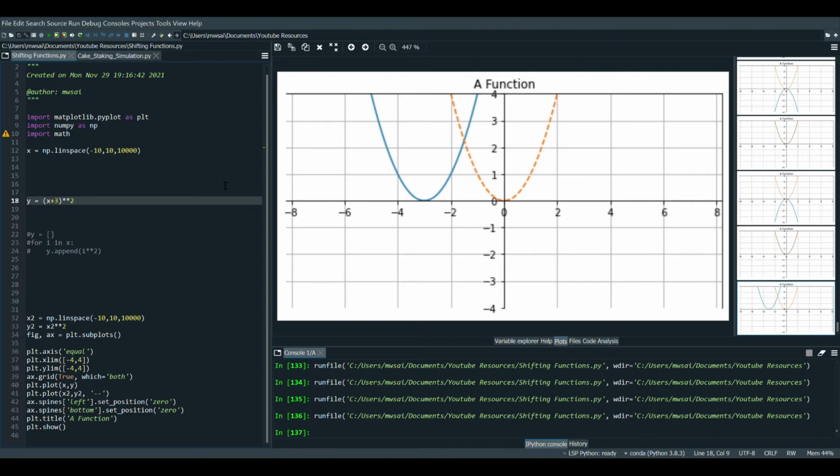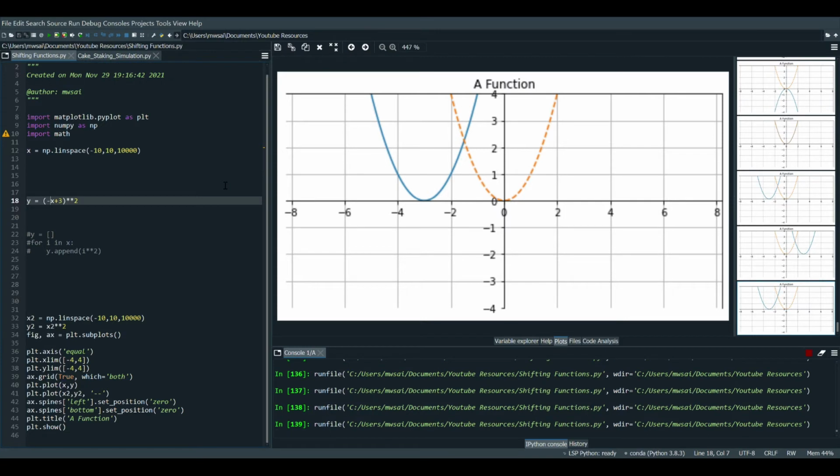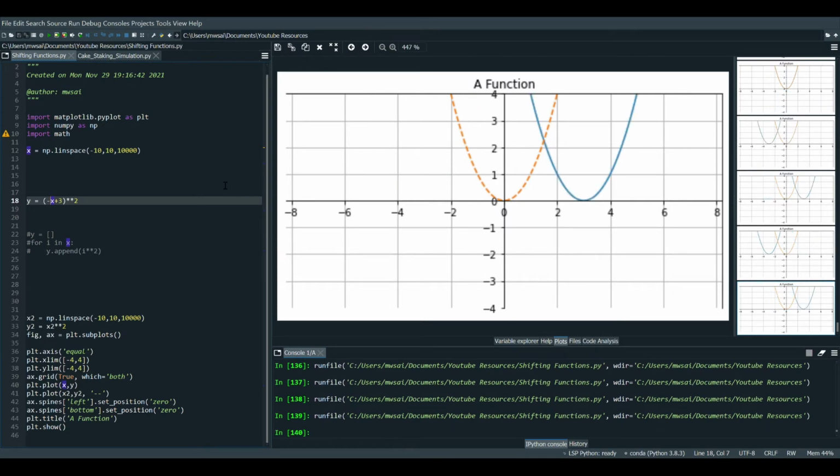So we're going to flip this over to the opposite side. To do that, we just have to subtract x, or make x negative. So now we have negative x plus 3 squared. Graph this. Boom, it's on the other side. So flipping it across the y-axis is done just by making the x term negative.